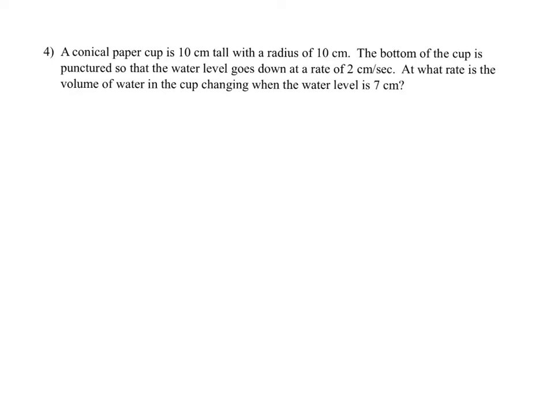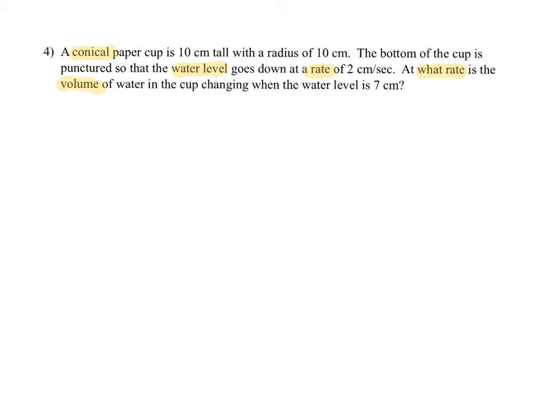It says a conical paper cup, and conical is implying that the shape is a cone. A conical paper cup is 10 centimeters tall with a radius of 10 centimeters. The bottom of the cup is punctured so that the water level goes down at a rate of 2 centimeters per second. Remember, that's a rate, and that's for the water level. At what rate is the volume of the water changing when the water level is 7 centimeters?